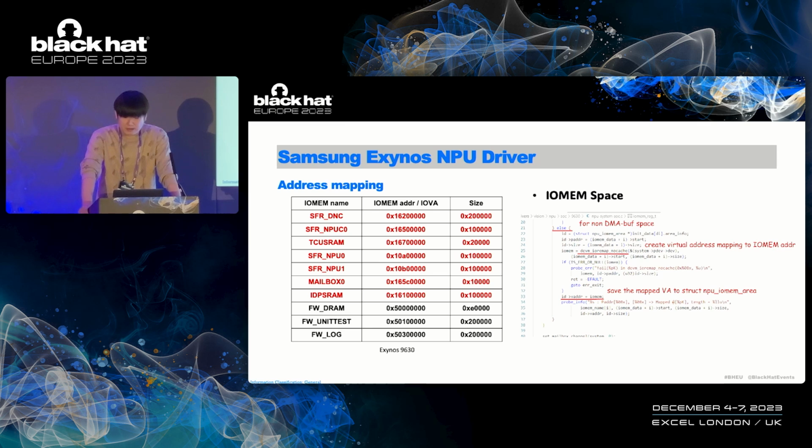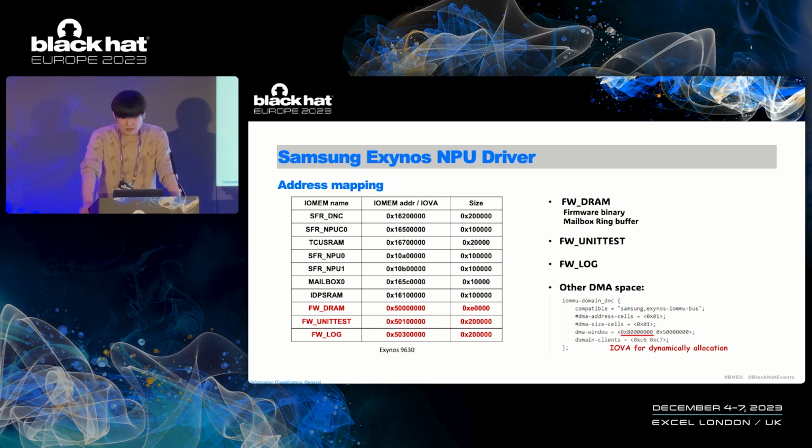And the whole address mapping is like the following. The red line area is for non-DMA space, which is mainly the device's IO map space for controlling the hardware. The kernel will map this IO map space to virtual addresses for later use during the probing stage. The last three spaces are for DMA buffers. They are mainly responsible for communication between the kernel and the NPU. Besides, the device also has other DMA space for dynamic allocation. The related address information is also saved in the DTS file.